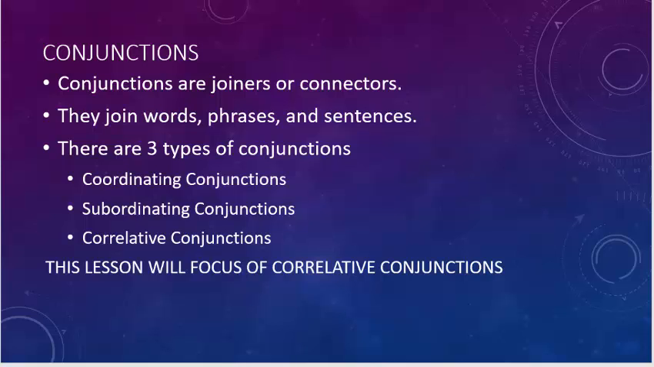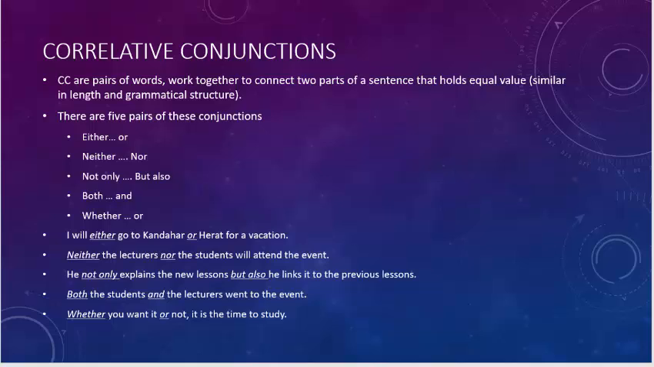There are three types of conjunctions in the English language: coordinating conjunctions, subordinating conjunctions, and correlative conjunctions. In this specific lecture, we will be focusing on correlative conjunctions. Correlative conjunctions are pairs of words, which means they are two words used with each other. They work together to connect two parts of a sentence that hold equal value. By equal value, we mean that they are similar in length and in grammatical structure.